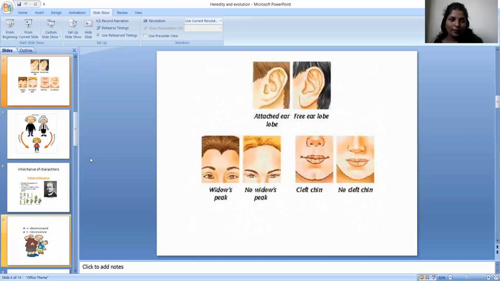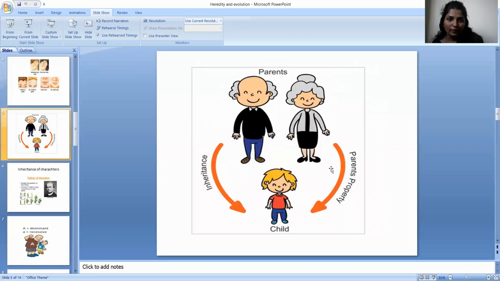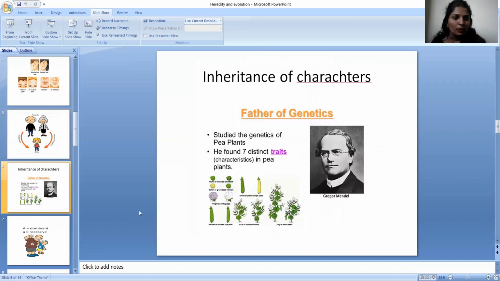Then, see another thing. These are the parents, and they have their property. The child will have their property, like inheritance. You must have learned something regarding property inheritance. Just like that, whatever genetic property your parents have has been transferred from them to the child. It is called inheritance.